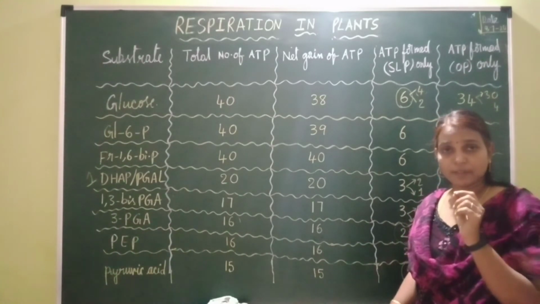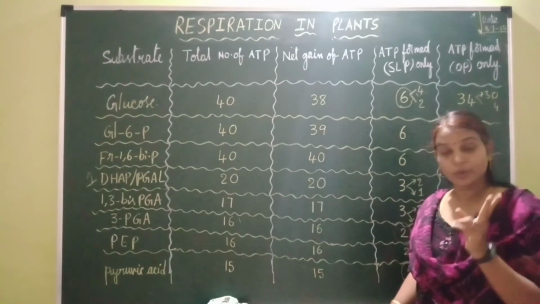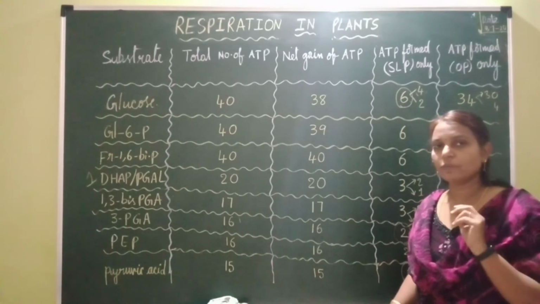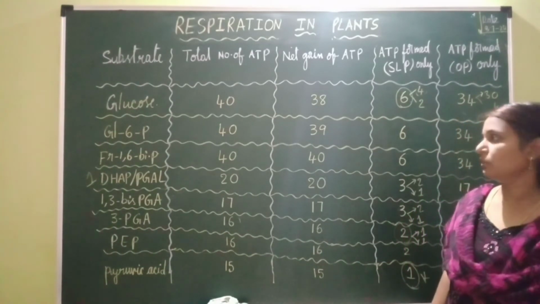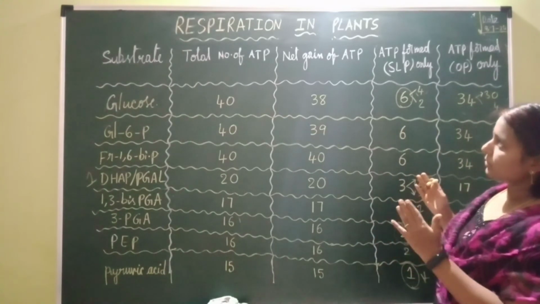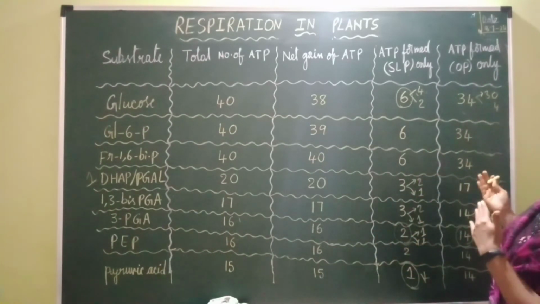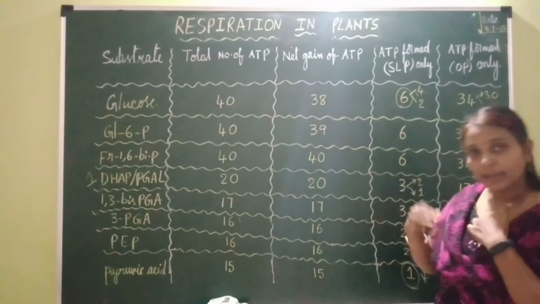whether it is given for 1 molecule of the given substrate, or 2 molecules or 3 molecules, whatever the number of substrate molecules given in the question. Based on that we need to solve. And in the same way you can work out the total number of ATP, net gain, ATP formed through SLP only, OP only for the remaining substrates.